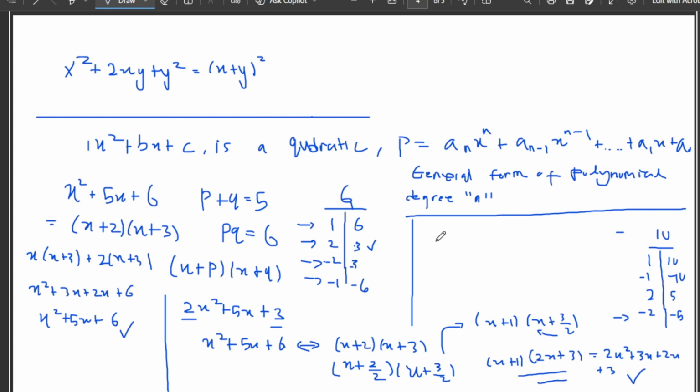Another example is if we have x cubed plus a squared b plus y cubed. Well, since a squared b can be factorized, we can factorize x cubed plus y cubed with the formula from before, and then we'll just factorize this. You factorize this, and then you add a squared b.